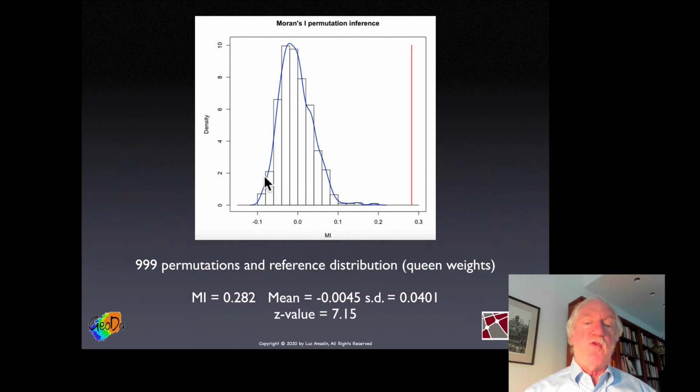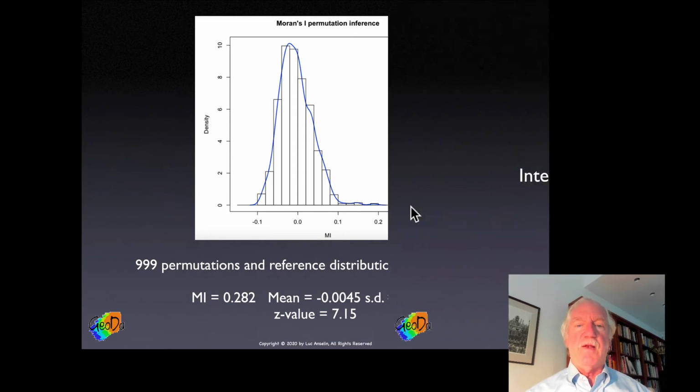So we have quite a range. We have the central tendency, just a little bit left of 0, and then based on the characteristics of this, what we call the reference distribution, we can conclude that the actual value of Moran's I of 0.282 that we computed is highly unlikely to have occurred under a situation of spatial randomness. So we reject the null hypothesis of spatial randomness. That's really the bottom line.